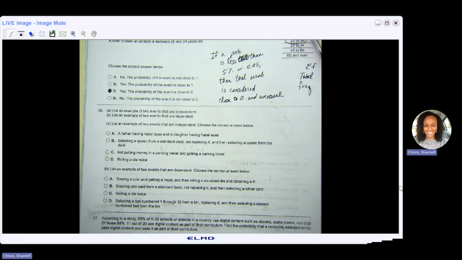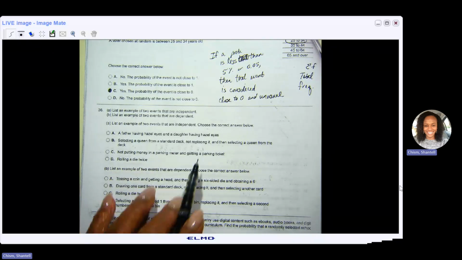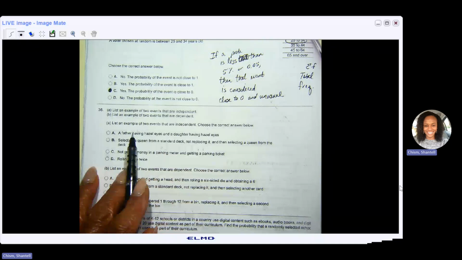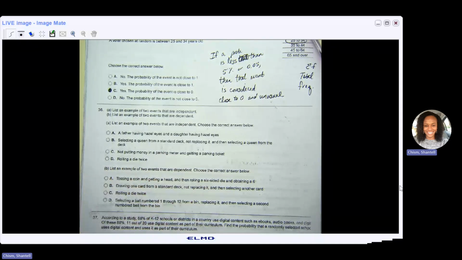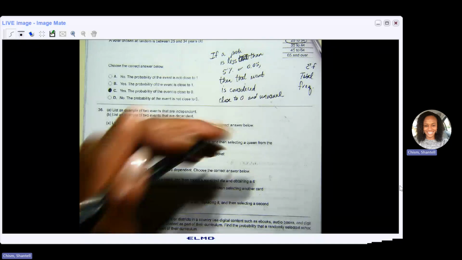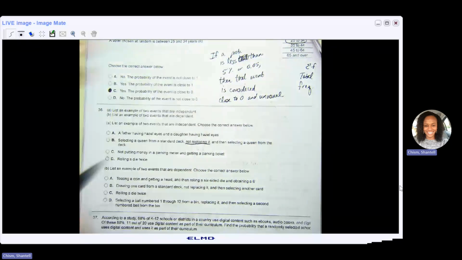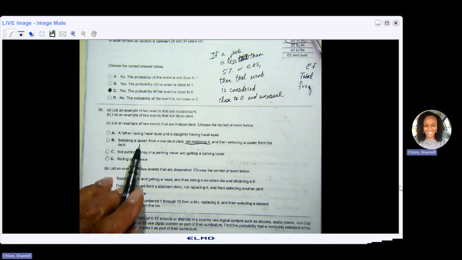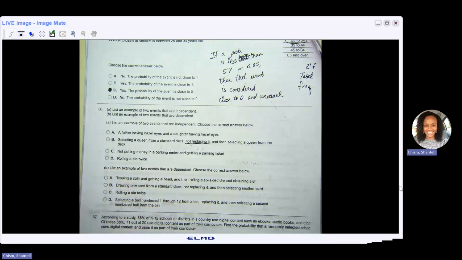So a father having hazel eyes and a daughter having hazel eyes, those I would say are dependent because typically eye color comes from the father. It's a recessive gene. So it's likely that she has hazel eyes because of her dad. B, selecting a queen from a standard deck, not replacing it right away. If you don't replace it, that means your probability for the second card is already going to be affected by the fact that you already pulled a queen because you didn't put that first one back. So those are not independent either.